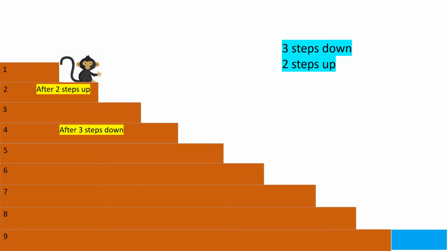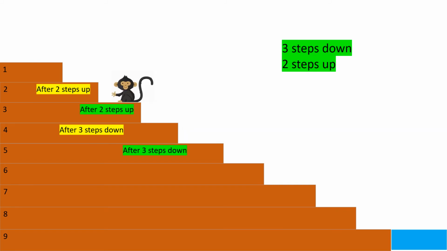So he turns and carries out the same procedure. He jumps 3 steps down and 2 steps up. Let's see. 1, 2, 3. So now he's at the 5th step. As you can see, he is at the 5th step. Now he has to go 2 steps up. He turns 1, 2. So now he goes 2 steps up and he's at the 3rd step, right? Now let's see, this procedure continues again.